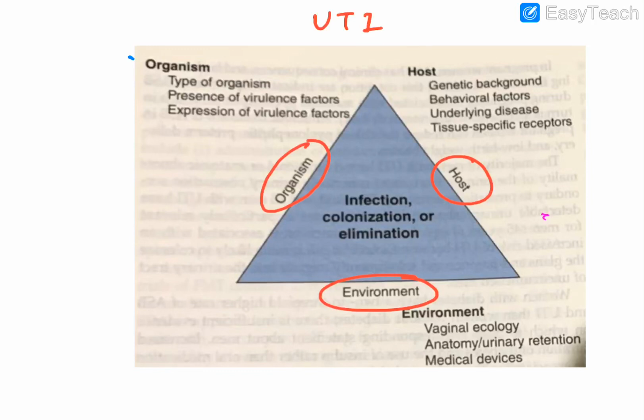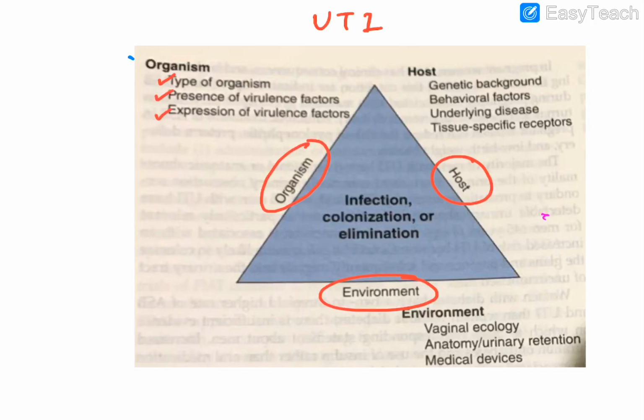Organism means which type of organism it is: an Enterobacteriaceae member or a gram-positive cocci, and which virulence factors it has. Is it having P fimbriae, or some other structures like type 1 pilus? And are they expressing those virulence factors because of which they become more virulent? So all these things are in the organism part.